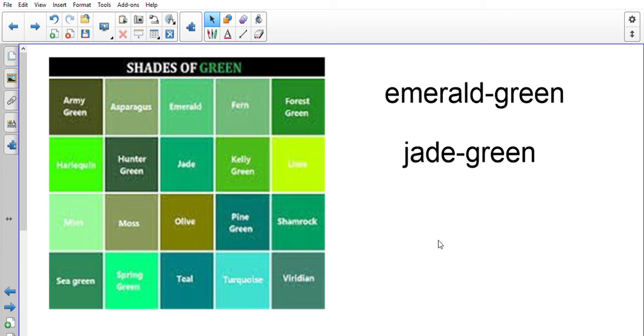Okay, so if you can find other words to describe different green colours that you could use, forest green would be a good one for what you're doing, maybe the hunter green as well. So if you have a look online, or you can use the ones that are on this video, that's absolutely fine.